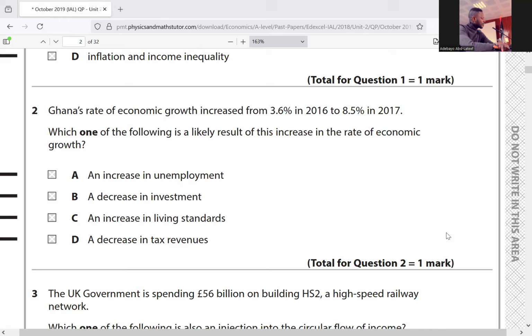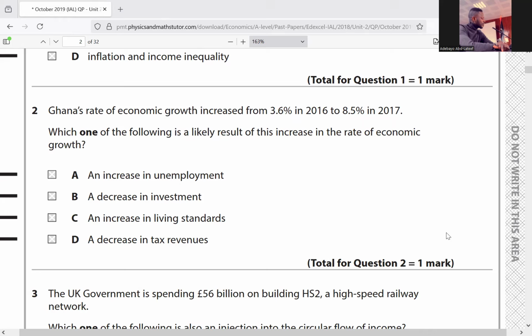An increase in living standards. Because the economy is growing, it simply means the income level within the economy would also rise. And if the income level is increasing, people will be able to afford things that they were not able to afford before. That simply means the living standard is expected to rise over time. So the answer is C.